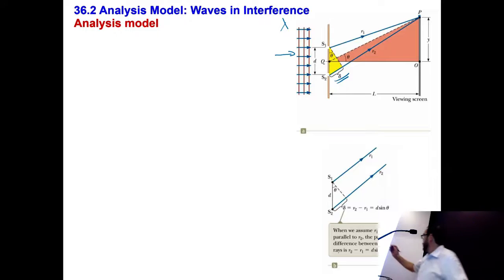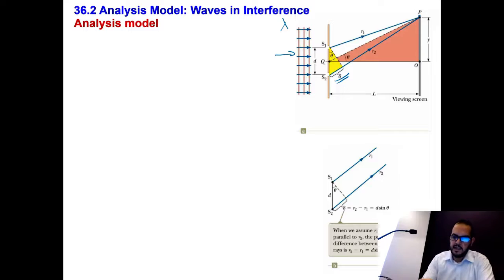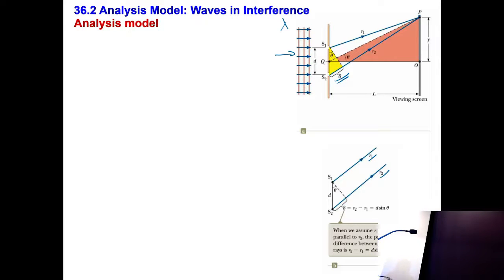If the screen is far enough, that is, L is much larger than the separation between the two slits, we can assume that these two rays are parallel. So if I have my slits here and the screen there, the distance between the slits is very small compared to the distance L. So we can assume that the two rays are almost parallel to each other.